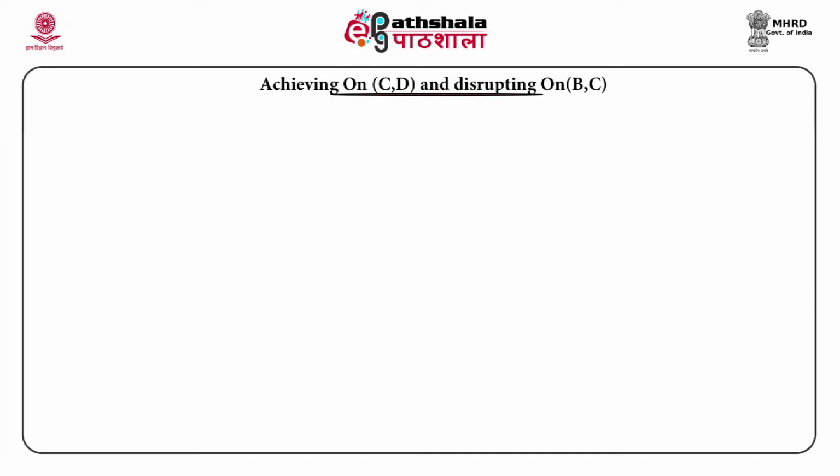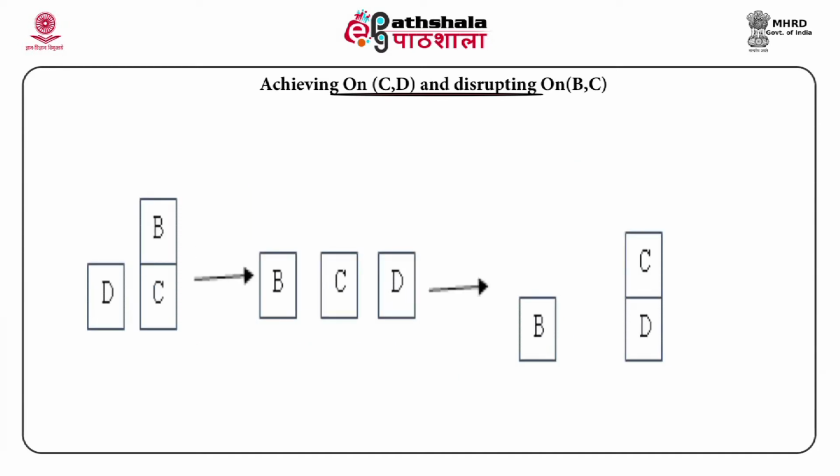We have C resting on the table and D resting on B as the initial state. We want to achieve on BC, so we place D on the table, and we get B, C, D separately. Now placing B on top of C, we get B on C, and D. So we want to have C on D, and we get that in the next iteration.